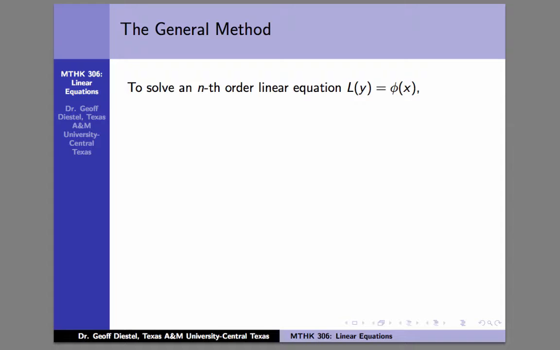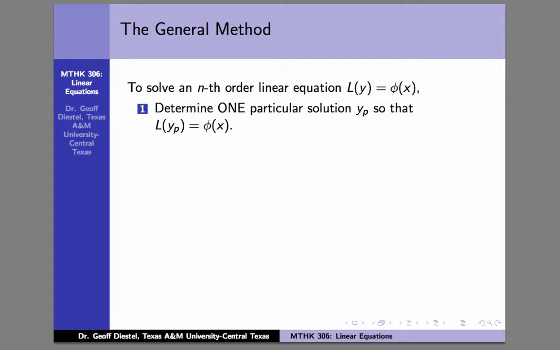So we're given some nth order linear equation, L of y equals phi of x. Phi of x is a given function, and L of y is that expression that we have on the previous slide involving some sum of terms with different derivatives of y with possibly some coefficients in front of them.